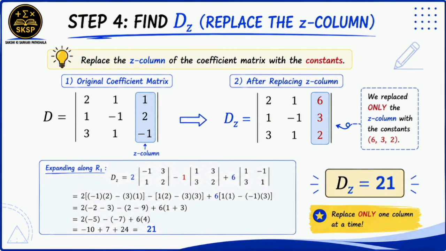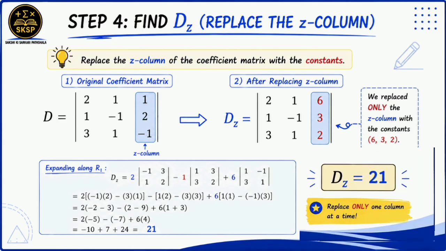Now the final step is to find the value of Dz. For Dz we replace the z column with the constants. We keep the same process as earlier: I will not disturb the x and y coefficient columns, meaning the first and second columns, and I will only change the third column. After this, the third auxiliary determinant, Dz, is 21.